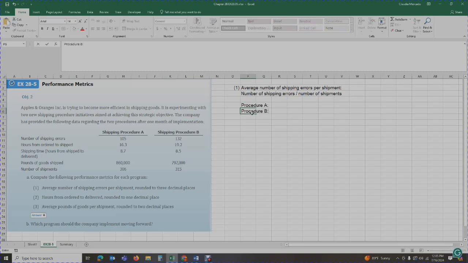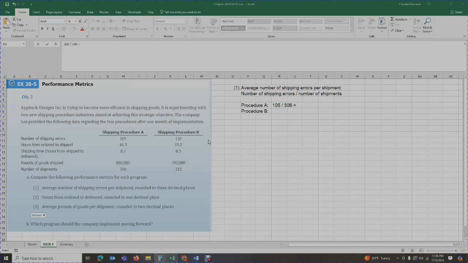So, for procedure A, the number of shipping errors, according to the problem, we have 105 shipping errors. And we're going to divide that by the number of shipments. So how many shipments did we have? Well, we had 306 shipments.